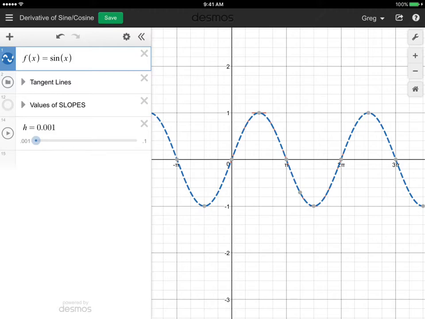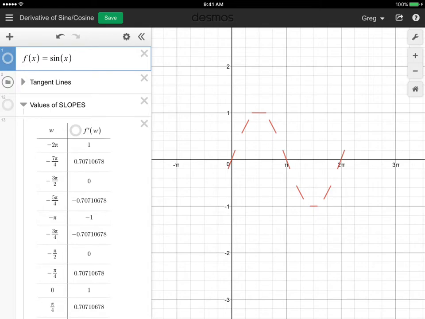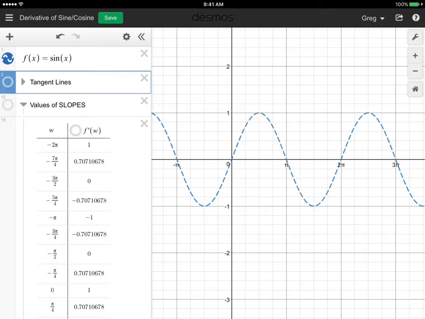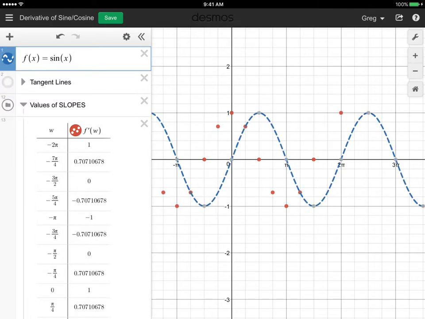We don't care about the shape of the slopes. We want the values of the slopes. So the values of the slopes I have outlined here. What I'm going to do now is put the sine function back. We have the tangent lines there. I'm going to take the tangent lines away and just plot the values of their slopes. So these are the slopes of those tangent lines at all those points.